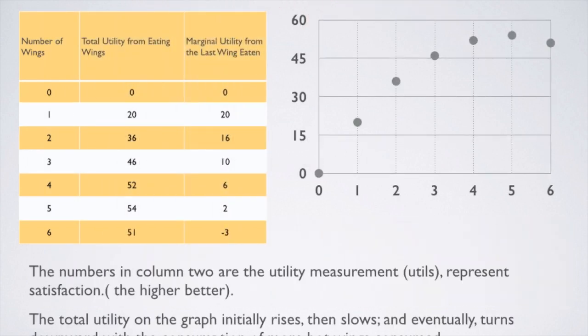This table shows the total utility you might receive from eating hot wings on Super Bowl Sunday. The higher the number of utils, the greater total satisfaction you will receive. Column 2 is the total utility you would receive with each wing that you consume. The chart shows in column 1 the number of wings consumed, and together with column 2 we can plot the diminishing marginal utility. Here the utility you get from eating wings is initially rising, then slows, and eventually turns downward as you reach a point of oversatiation with hot wings.